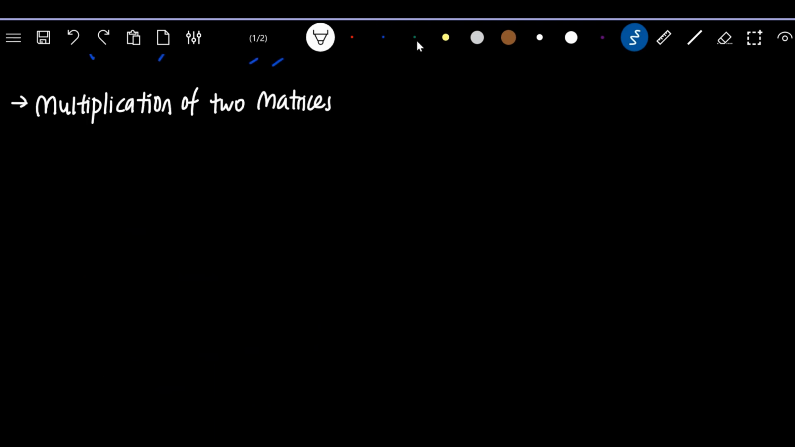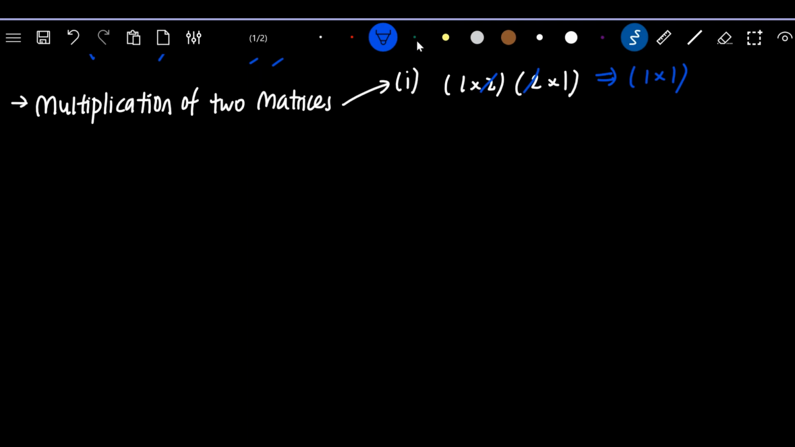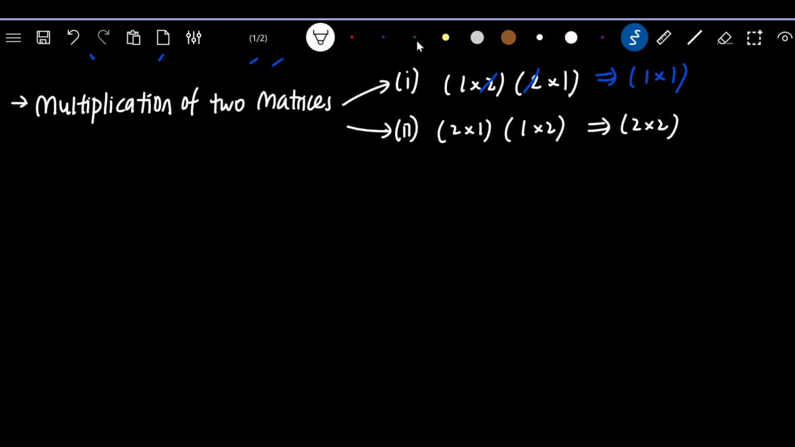Now we will look at the multiplications of two matrices. First, we will look at case 1, which is a 1 times 2 matrix multiplied with a 2 times 1 matrix, and this will combine and become a 1 times 1 matrix. Then we got the second case, which is a 2 times 1 matrix times a 1 times 2 matrix. It will combine and become a 2 times 2 matrix.